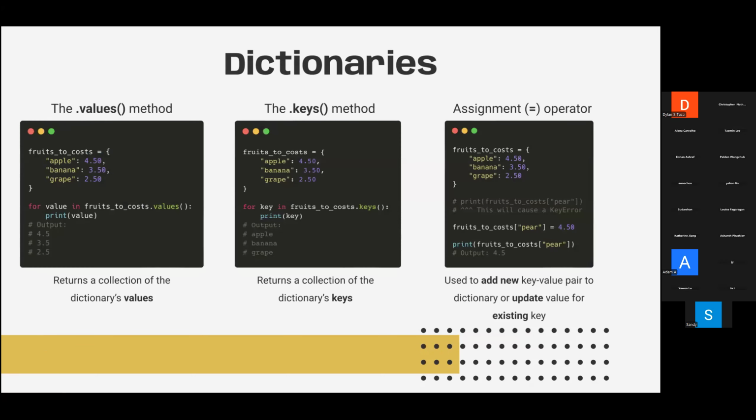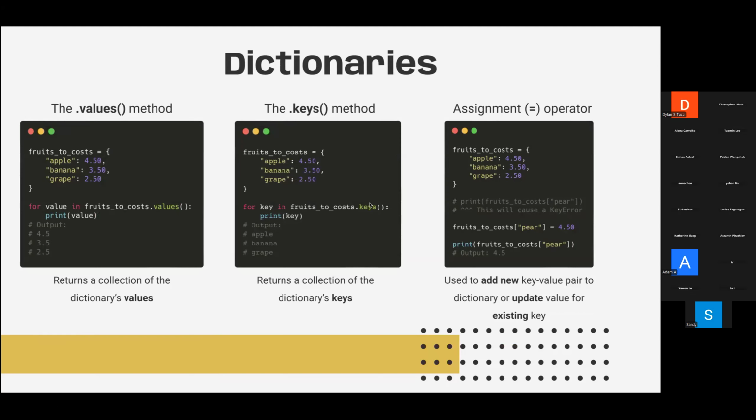Just moving on to some more functions. We know that we have the dot values method here. This basically returns a collection of all the values within the dictionary. So basically it just does what it says, right? We have these values of 4.5, 3.5, and 2.5. If we were to call dot values on the dictionary and run through a for loop, you'll see we'll get each value one by one.